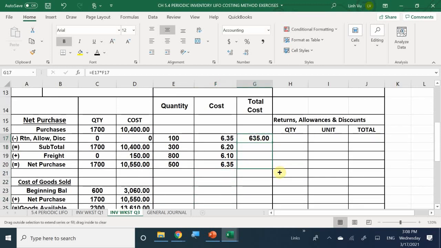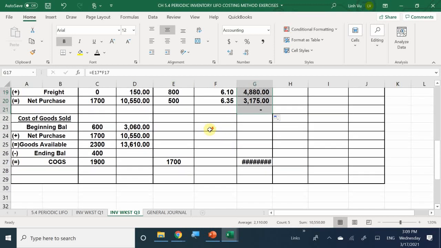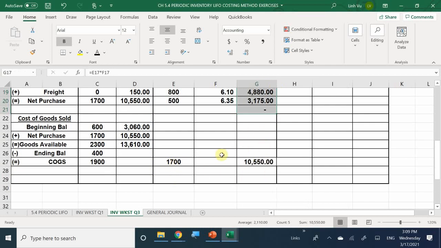Okay, so we know one fact here. We know that we purchased a total of 1700, and it's going to cost me a grand total of 10,550. So just exactly right. I solved it right here. So 1700 is for the 10,550, right? We still need to sell 200 more in order to get to 1900. 200 more to get to 1900.